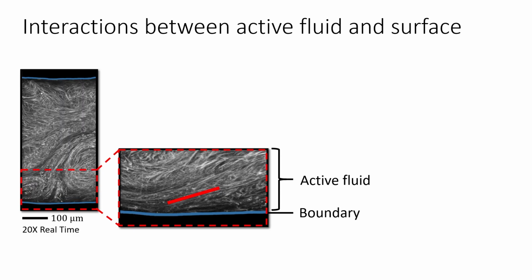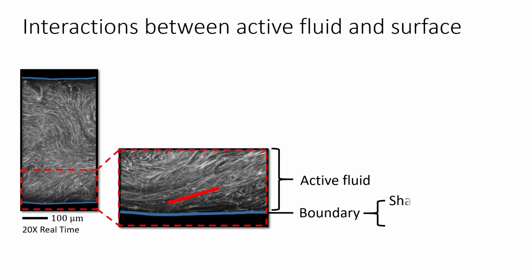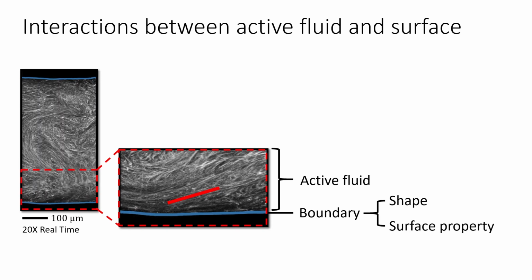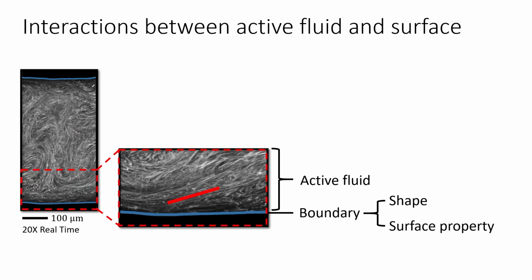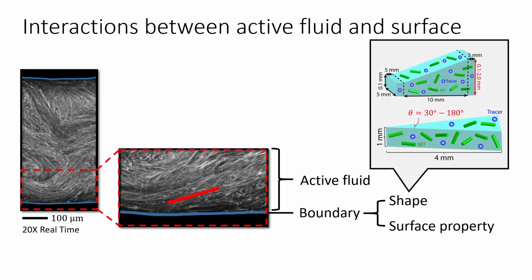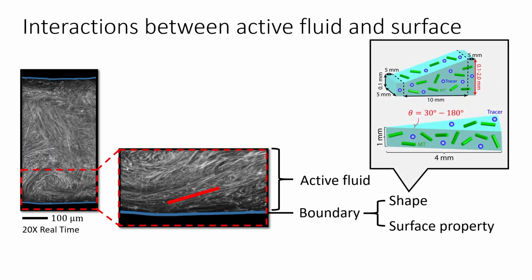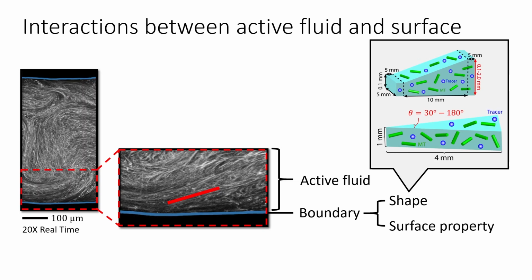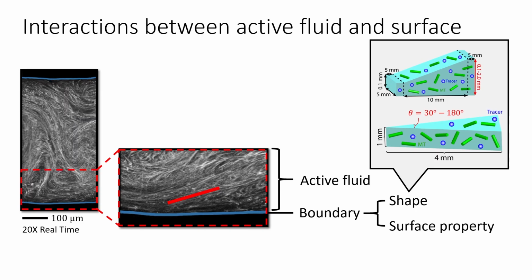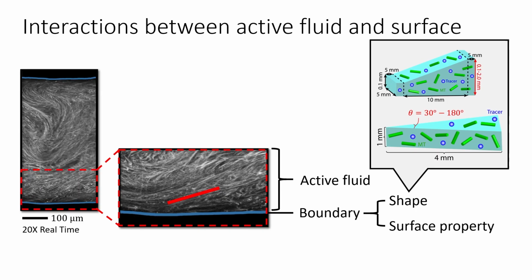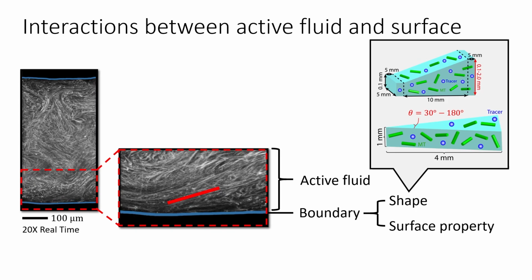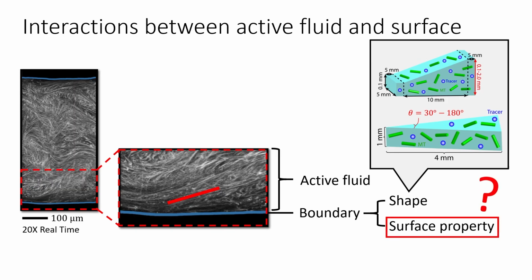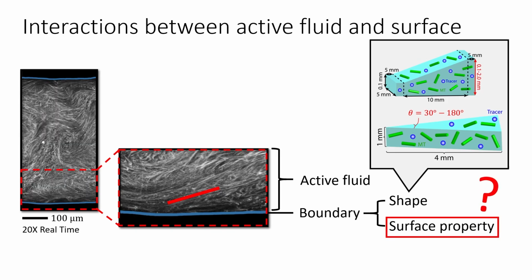Boundaries contain two characteristics: shape and surface property. For shape, one of my graduate students, Edward Jarvis, is working on exploring self-organization of active fluid confined in various geometries such as trapezoids and triangular prisms. Then, how about surface property?